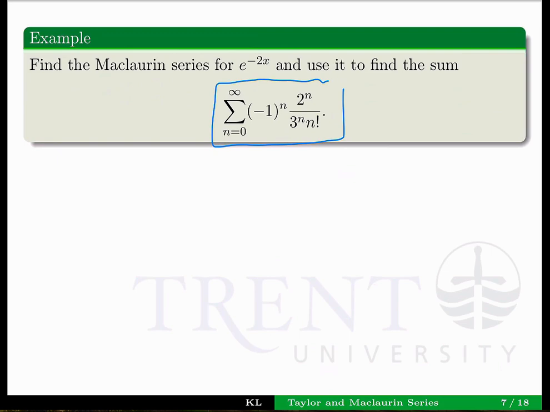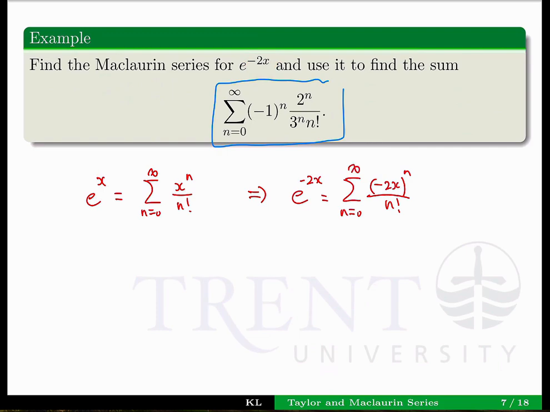Well, from the previous example, we have e to the x equal to the sum of x to the n over n factorial, from 0 to plus infinity, which means that if we replace our x here by negative 2x, all we need to do is replace this x by negative 2x. So e to the negative 2x equals the sum of negative 2x to the power n over n factorial, n from 0 to plus infinity.